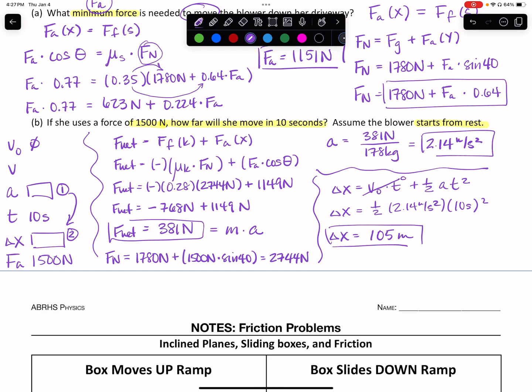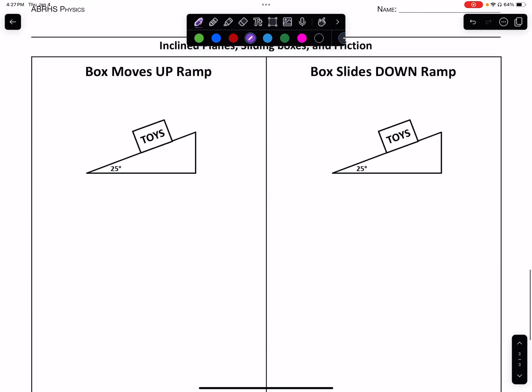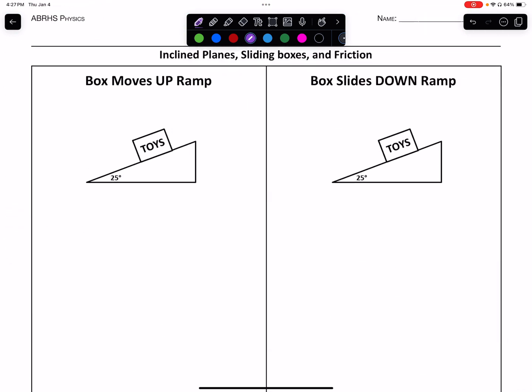Okay? All right, let's move to the last problem. All right, these are also fun. I love inclined planes because I like drawing triangles. So this satisfies a need in me. All right, for this first one, we're looking at a box that moves up the ramp. So the motion is going to be in this direction.